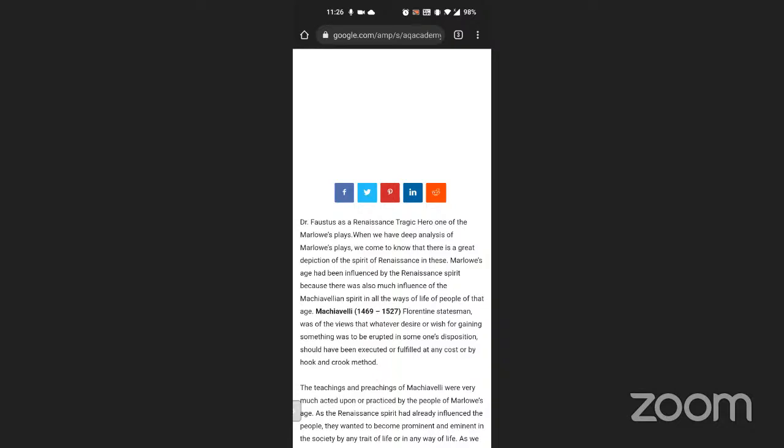His Florentine statement was a view that whatever desire or wish for gaining something erupted in someone's disposition should be executed or fulfilled at any cost. Here what he's saying is that Machiavelli, who was born in 1469 and died in 1527, a Florentine statesman, thinks that whatever we wish or desire for, let it be anything, should be fulfilled at any cost, by hook or by crook.